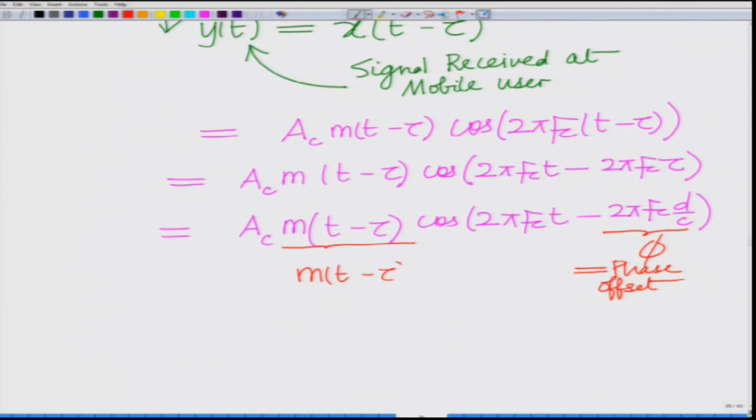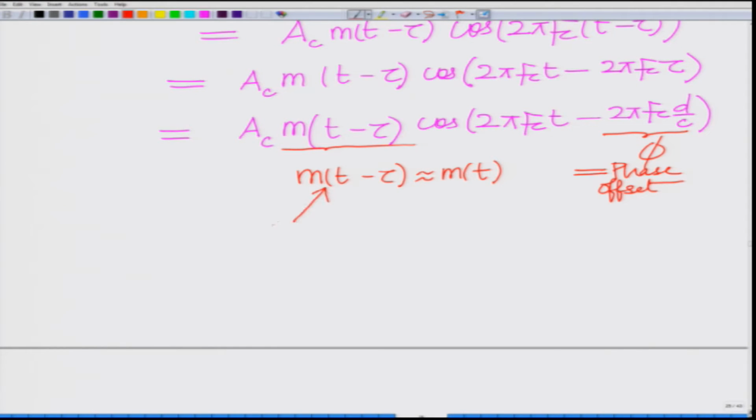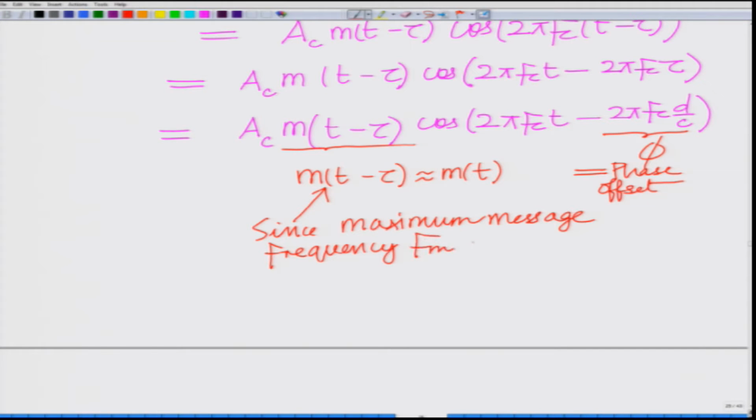Of course, we are not going to see this in detail, but we can also say m(t − τ) is approximately equal to m(t), because remember the message is varying very slowly. The maximum frequency component f_m of the message signal is much lower in comparison to f_c, the carrier frequency. Therefore, for small delays τ, one can say that m(t − τ) is approximately equal to m(t), since the maximum message frequency f_m is much lower than f_c.